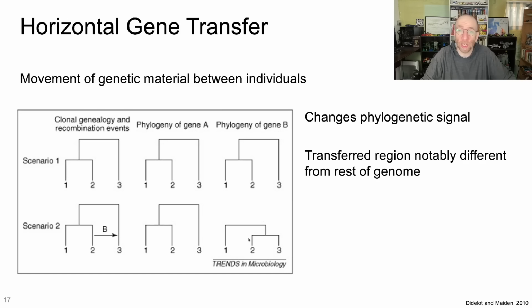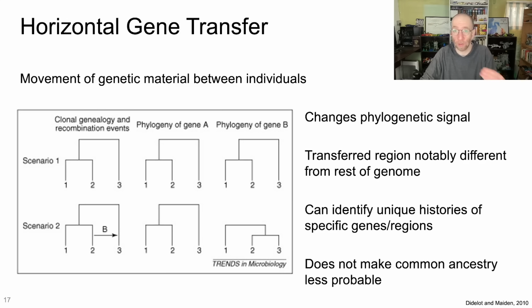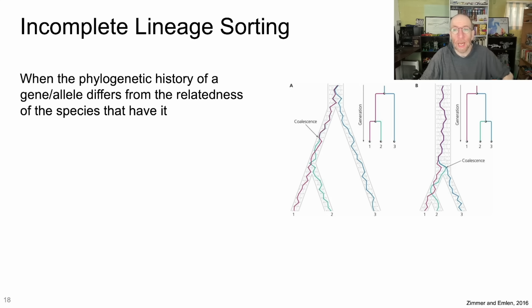So the transferred region is obviously notably different in terms of its phylogenetic signal compared to the rest of the genome that didn't undergo the horizontal gene transfer. We can identify this. We know that regions or genes have unique evolutionary histories. This does not make common ancestry less probable. You observe something like this and say, oh, that's horizontal gene transfer. That's not a thing that invalidates common ancestry of the lineages involved. Right? And then finally, the last one we'll look at briefly here is incomplete lineage sorting.